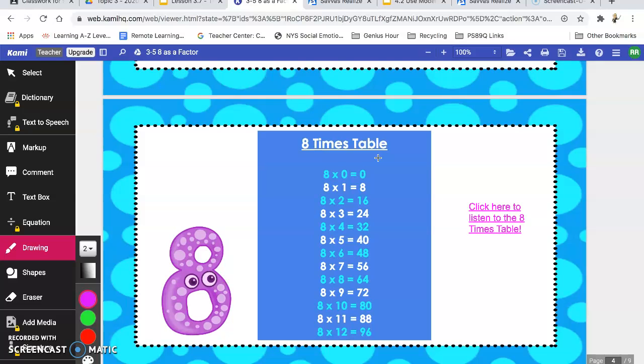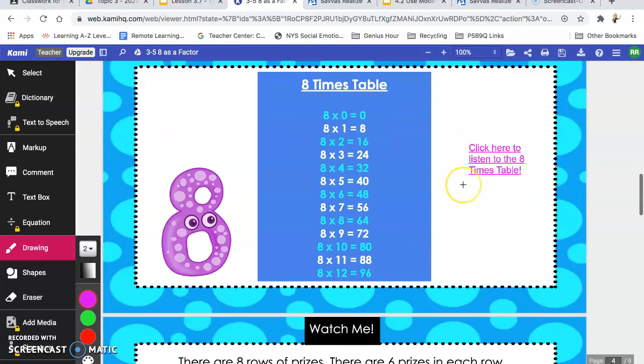8 times 0 equals 0, 8 times 1 equals 8, and then it goes up 8 every time we multiply. Practice memorizing these as you do your math today.